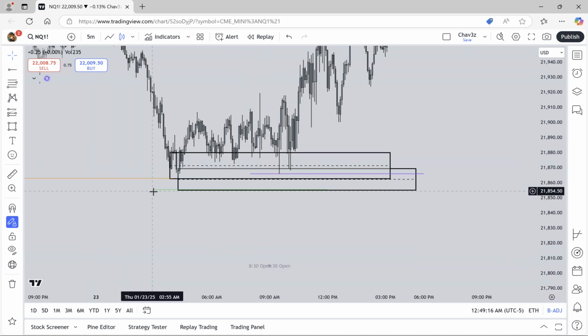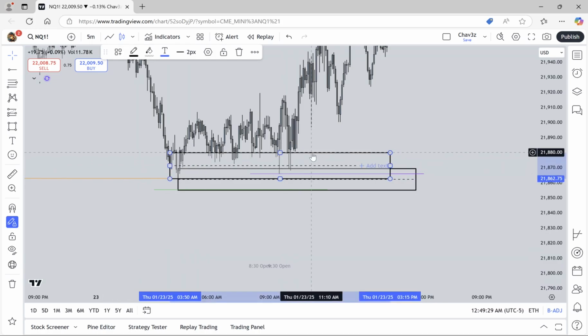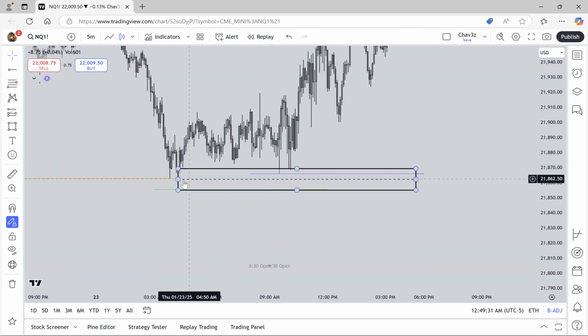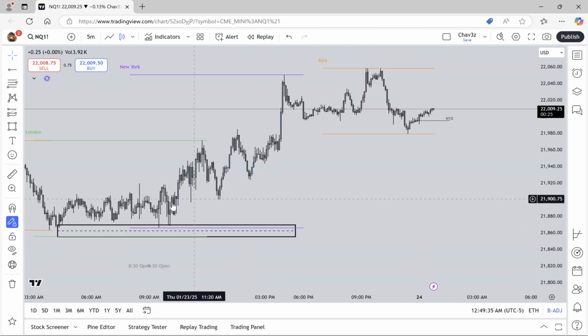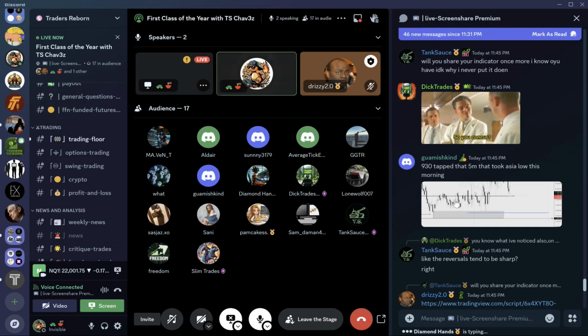So we got Asia low and London low. You have this block and this block. Look at what price did. Price was having a hard time trading underneath the Asia block, but once the Asia block got ran through, we still had to trade through the London block. And then look what price did. So that's what Guam was talking about.